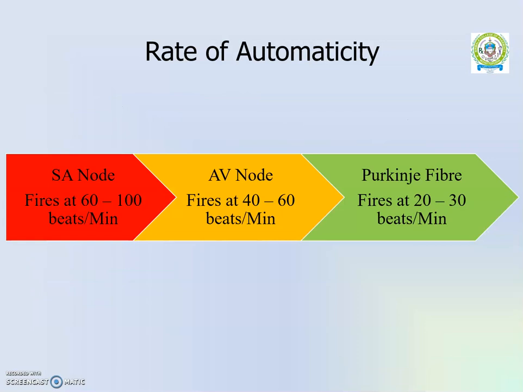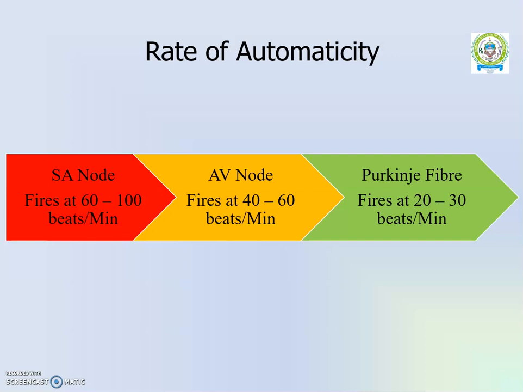So, the rate of automaticity. The number of impulses generated by the fibers is called automaticity, and it is denoted by beats per minute. It is important to learn the rate of automaticity to state from where the particular impulse is being generated. When the SA node does not produce an impulse, the impulse can be produced by the AV node, or if the AV node also is not firing, it can be produced by the Purkinje fibers.